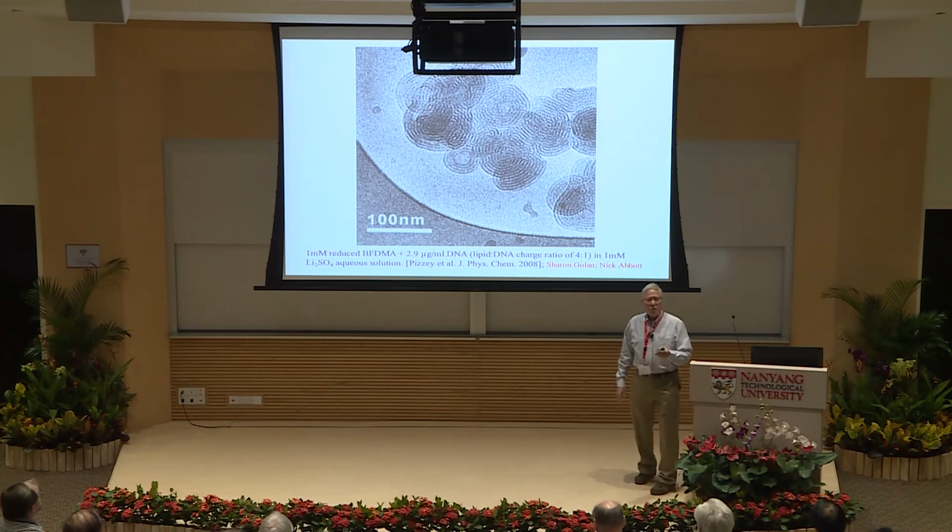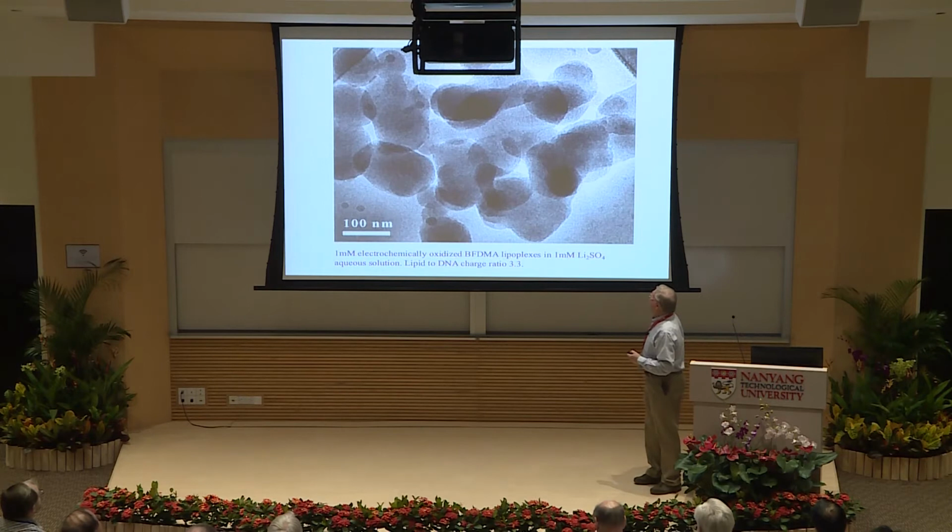On the other hand, if you go to the oxidized form, the lamellar structure has disappeared. And when you try to transfect with this, you get no transfection whatsoever. So again, it is very obvious that you really need to have the lamellar structure.